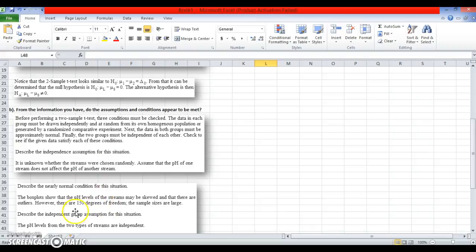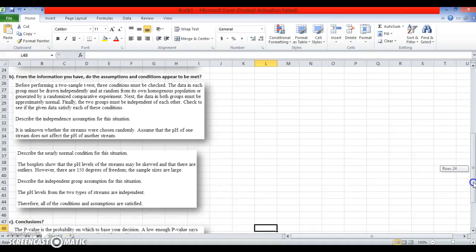It is unknown, first off, whether the streams were chosen randomly. Assume that the pH of one stream does not affect the pH of another. There's no cross-pollination, or in study terms, there's no contamination. Now describe the normal condition. The box plot shows that the pH levels of the streams may be skewed and that there are outliers. However, there are 150 degrees of freedom, so these sample sizes are quite large. And describe the independent group assumption. The pH levels from the 2 types are independent, as we've said before. They do not interact; there's no known interaction. Therefore, all the conditions are satisfied.